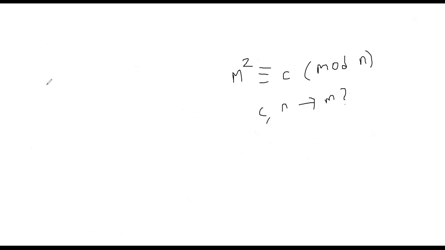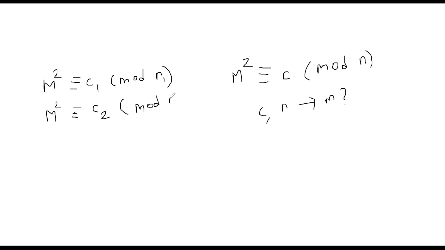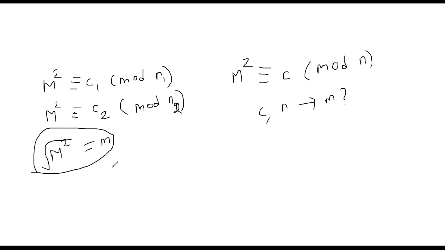However, the problem we solved is slightly different. Given c1 mod n1 and c2 mod n2, we found a way to use the Chinese remainder theorem to find m squared, and then we just took the square root of m squared, which is nothing but m. There is no modulus, and that's the reason why we can apply the regular square root. The reason is that m is less than n1 and m is less than n2. Therefore, m squared mod n1 n2 is nothing but m squared.